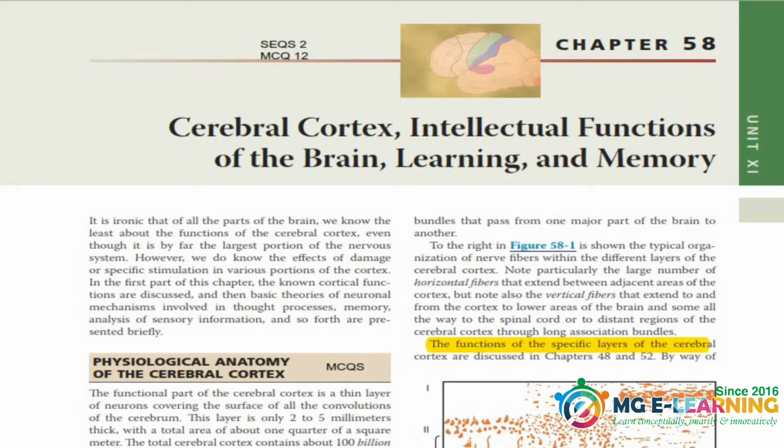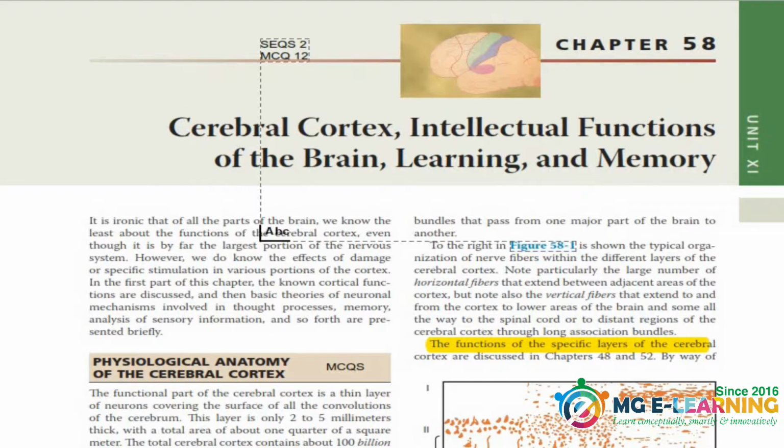We are doing Unit 11 of Physiology, which is about motor neurology, and this is chapter 58. This is about learning, memory, and cerebral cortex. First of all, table of specification. From this unit, there will be 2 SEQs and 12 MCQs in paper.